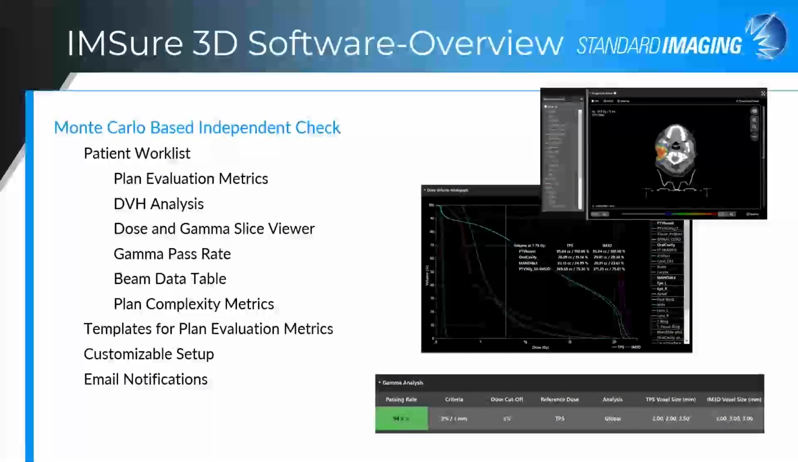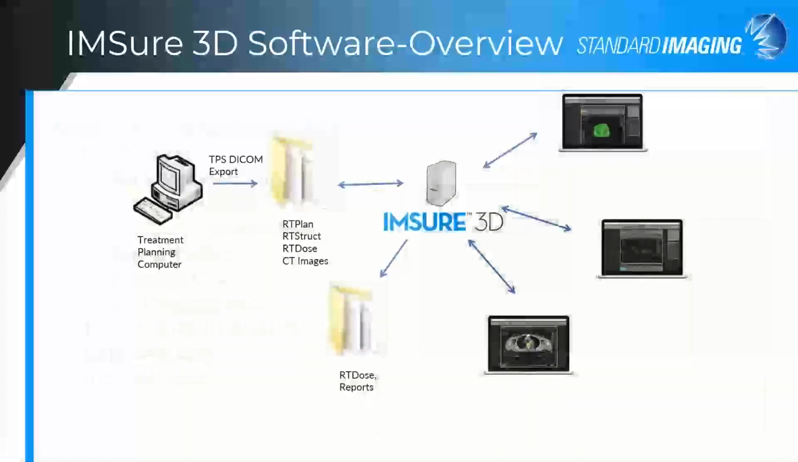So IMSure 3D software. Well, it's a Monte Carlo-based independent check. There's a patient work list that allows you to review plan metrics, the DVH analysis. There's a dose and gamma slice viewer, review of gamma pass rate. There's a beam data table, plan complexity metrics, and templates for plan evaluation metrics, as well as customizable setup and email notifications.